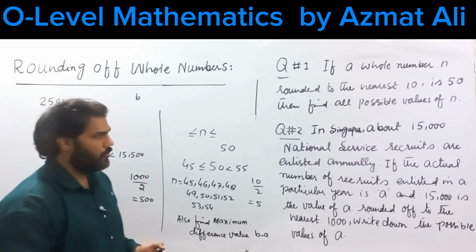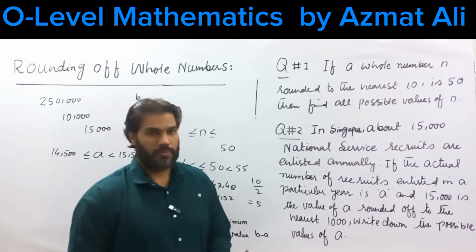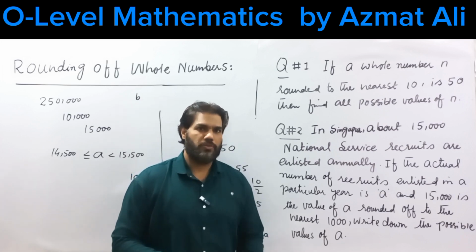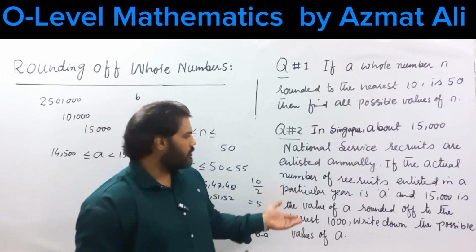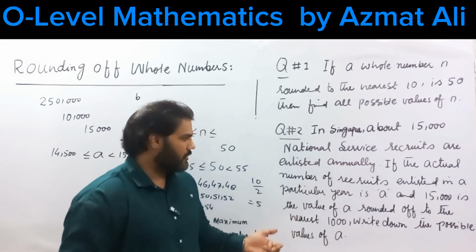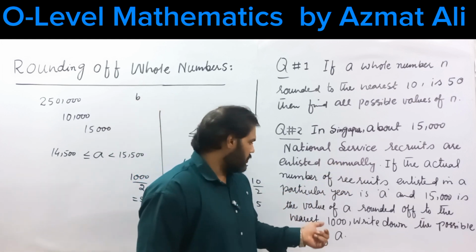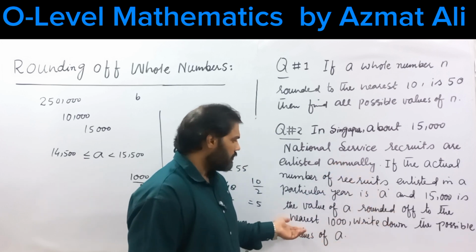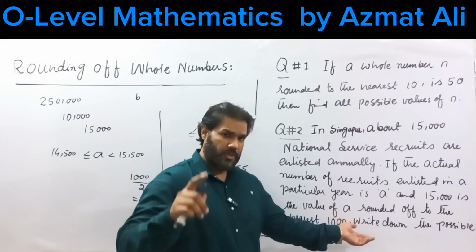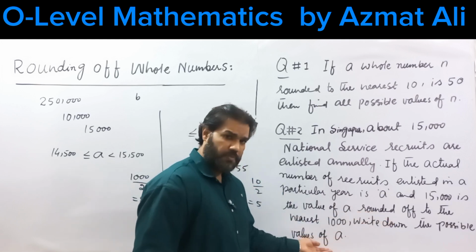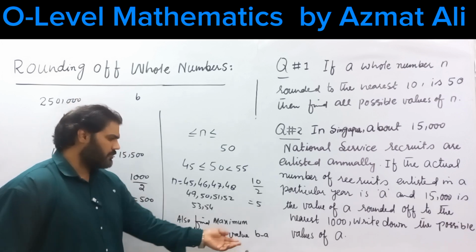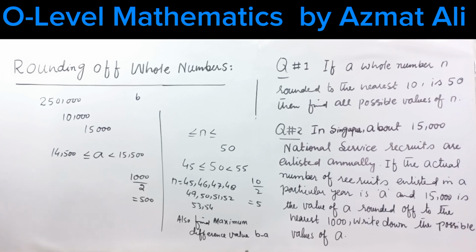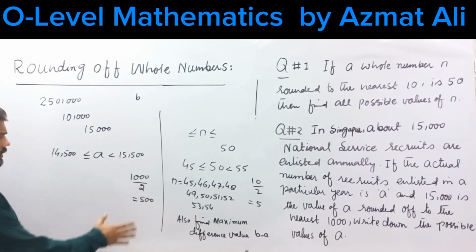I again repeat the whole question. In the recent year 2024, the government of Singapore decided to increase the number of recruits from 15,000 to 250,000. If the actual number of recruits enlisted in this year is B, and 250,000 is the value of B rounded off to the nearest 10,000, in the first part we have to write down the possible values of B, and in the second part we have to find the maximum difference between B and A. So how will we write it? We will again use the trick here.